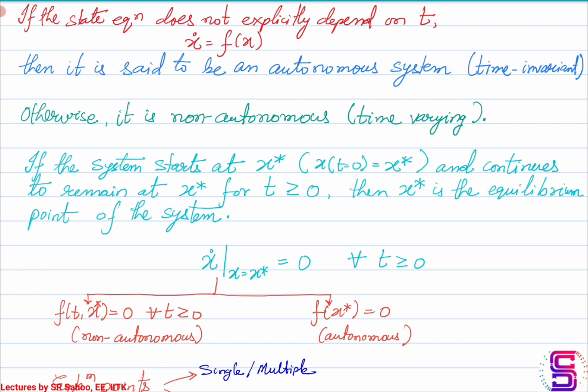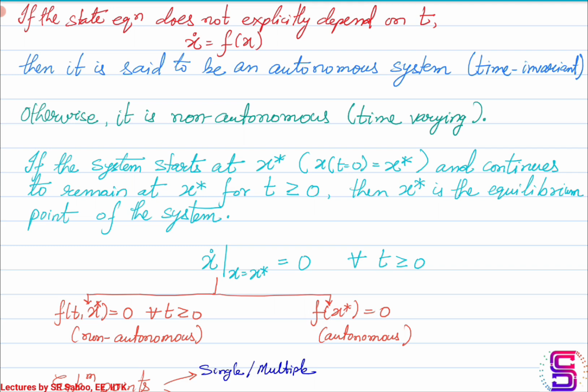Okay, so if you have a system whose state equation is given by x dot equal to f of x for an autonomous system, and x dot equal to f of t comma x for a non-autonomous system, and you are interested in identifying what the equilibrium points are for this particular system of interest, then you should check for those points where x dot is going to be 0.